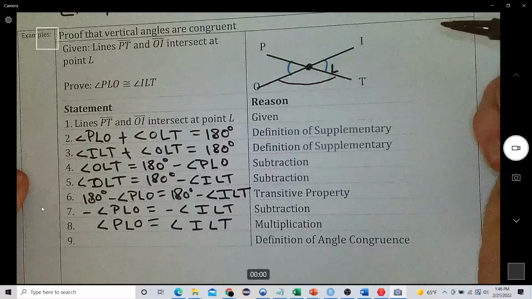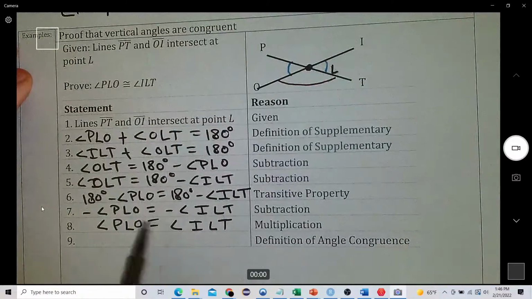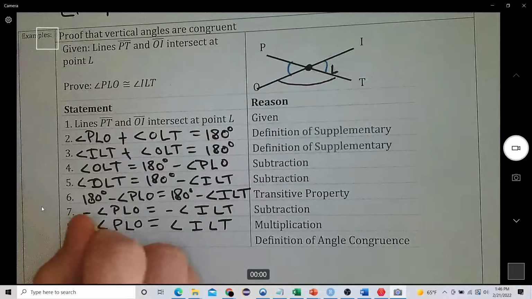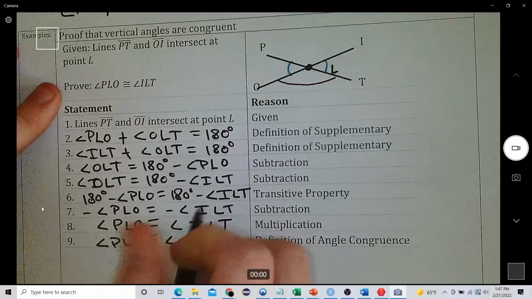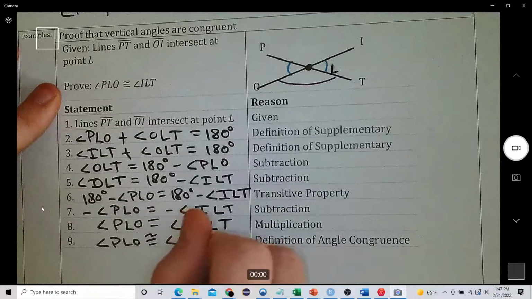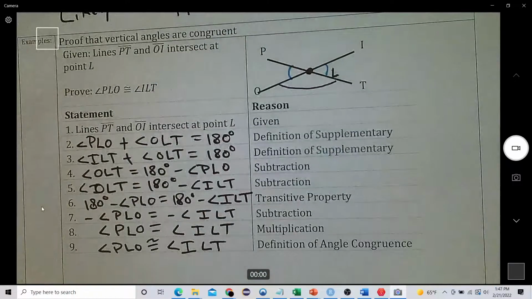All right. And then finally, because both of these angles are the same measure, then we can say that the angle itself is congruent, right? Boom. We've proven that vertical angles are congruent. Okay. Now there is just one more short proof that we're going to talk about today, and then you're on your own.